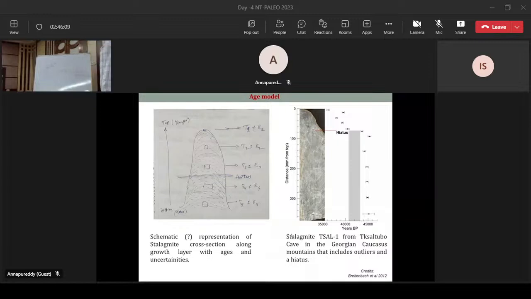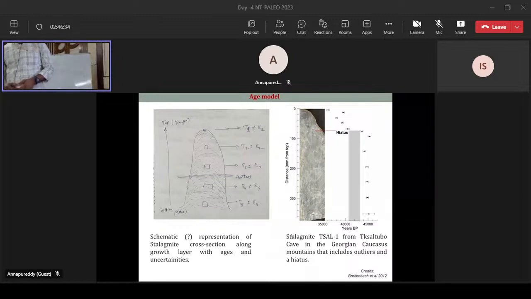So what we will be trying to understand is how the growth rate has been, as Naveen sir was mentioning, how we can use these age errors. How do we know that there was a hiatus at that time? Yeah, that is a question I would like to ask people.